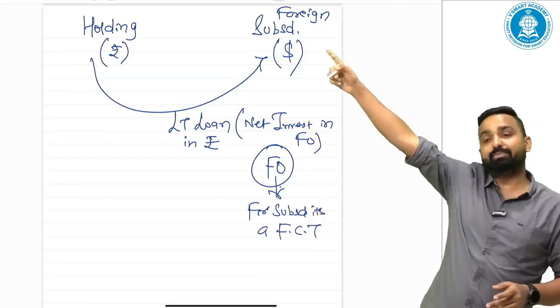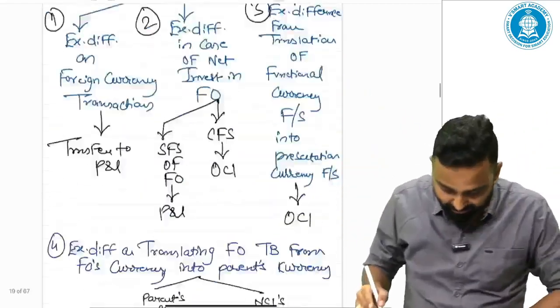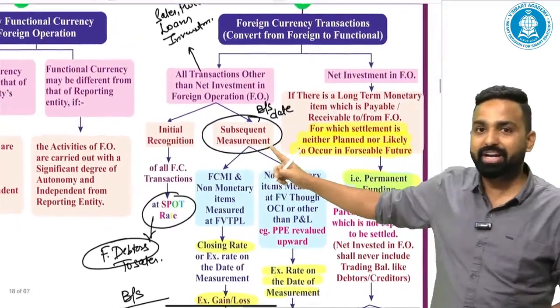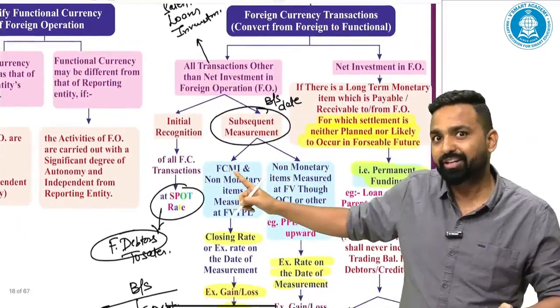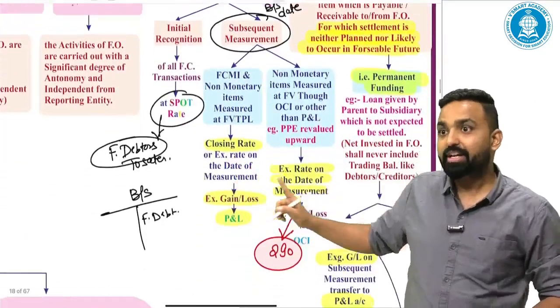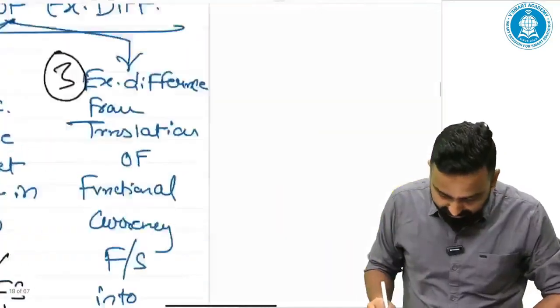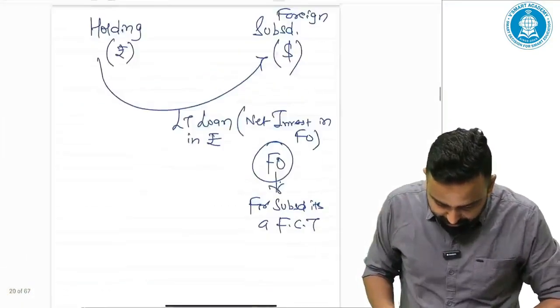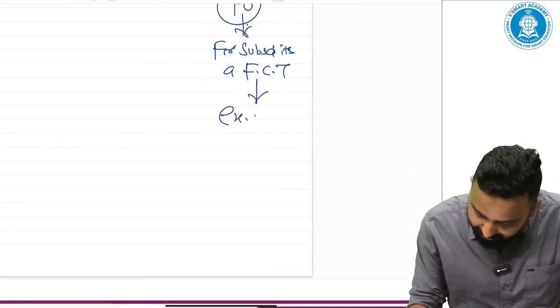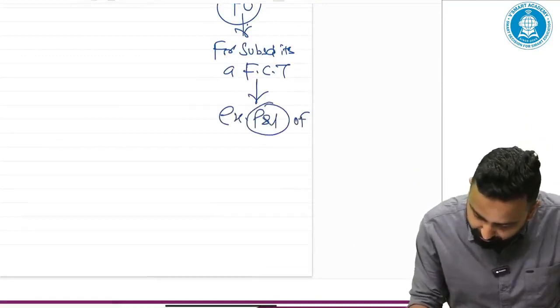So technically what will the subsidiary do? The subsidiary will apply this rule: initial recognition at spot rate, and at the balance sheet date it will be an FCMI, foreign currency monetary item. The loan is a monetary item to be translated at closing rate, and the exchange difference will be transferred to P&L. So the subsidiary will apply the rules and the exchange difference will be transferred to the P&L of the subsidiary.